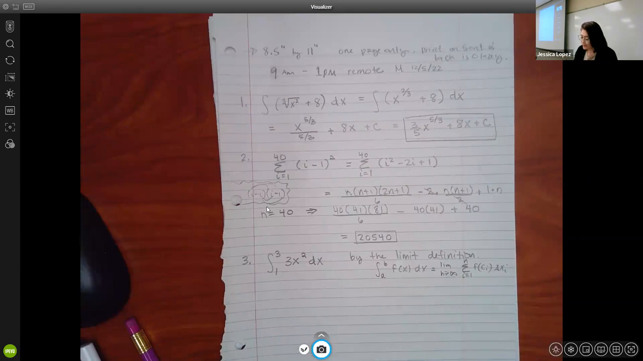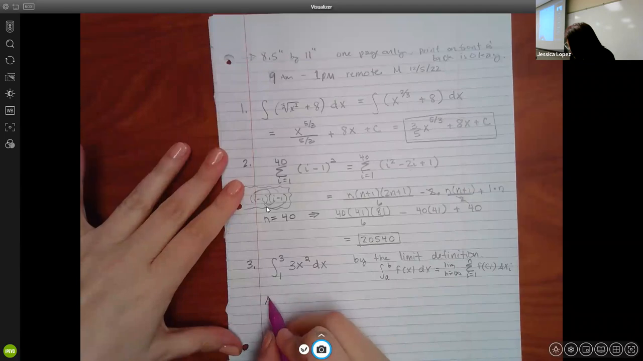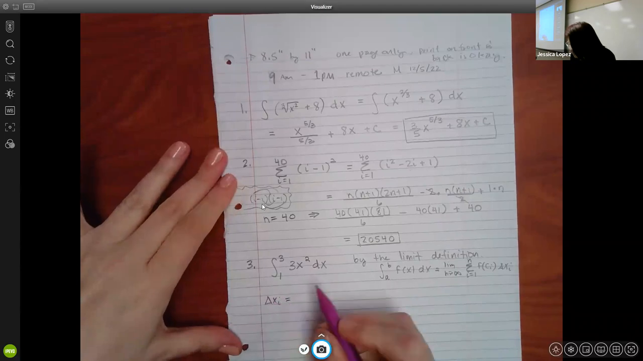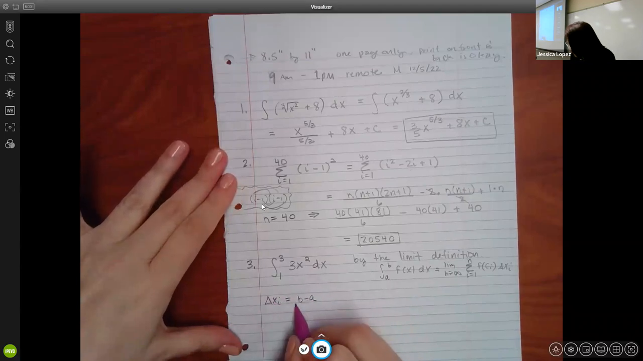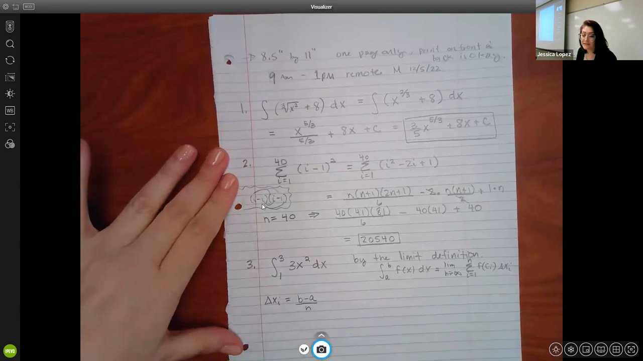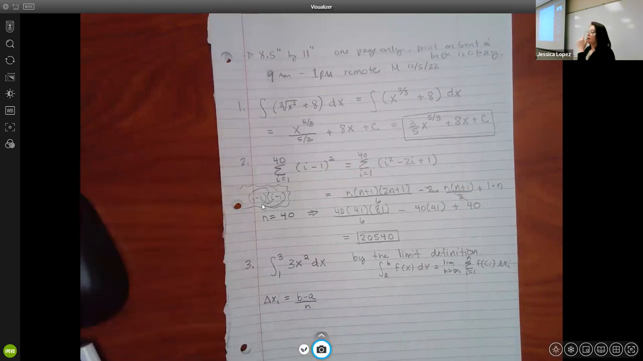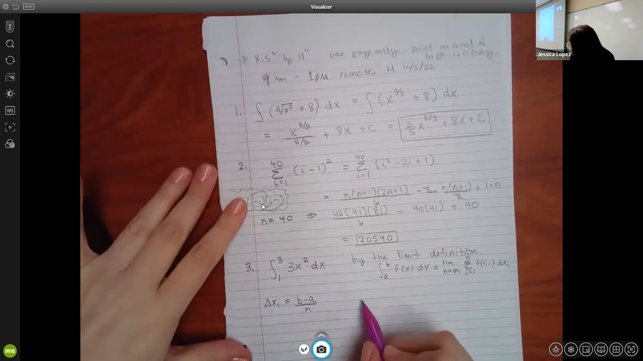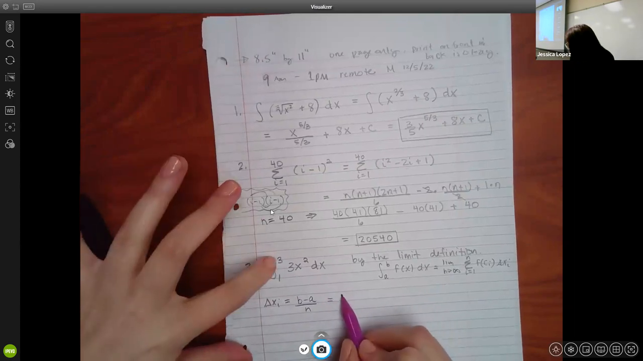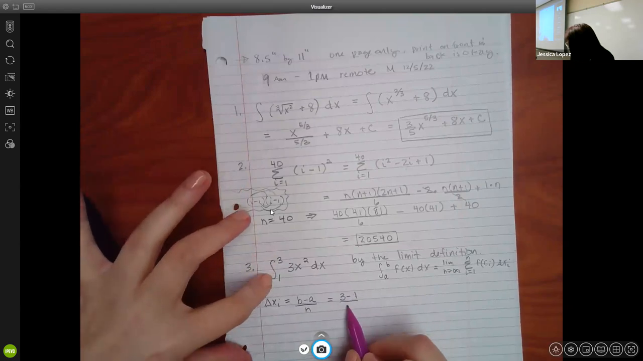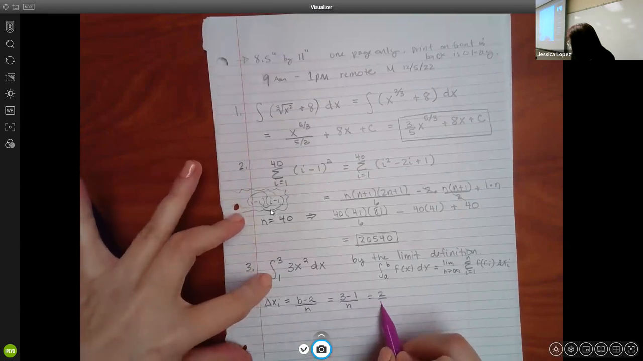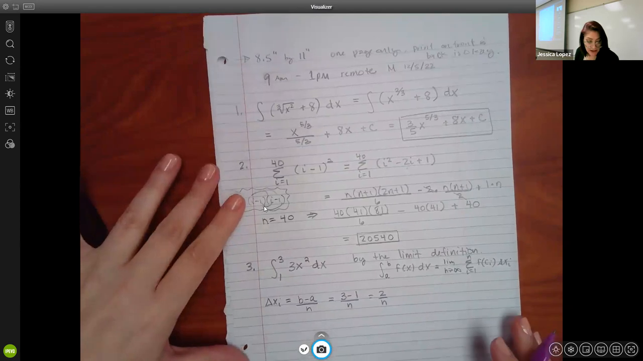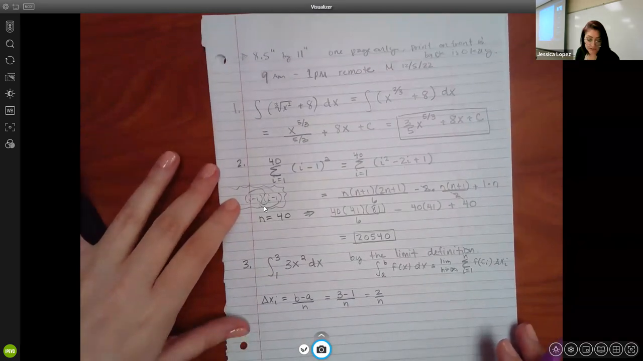So if we want to find this delta xi, we have to do b minus a over n. That's going to basically be the width of all of our rectangles. And then, for this case, b minus a would be 3 minus 1 over n, which is 2 over n. And then ci is going to be the new x value.